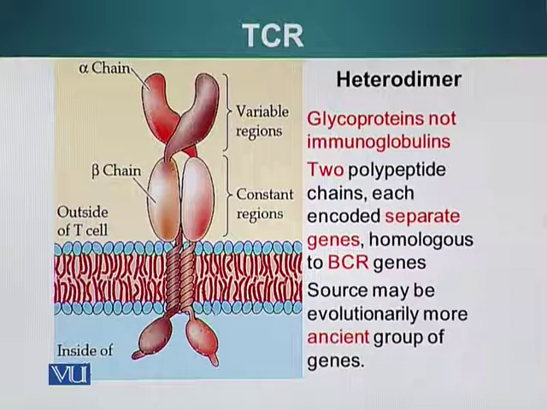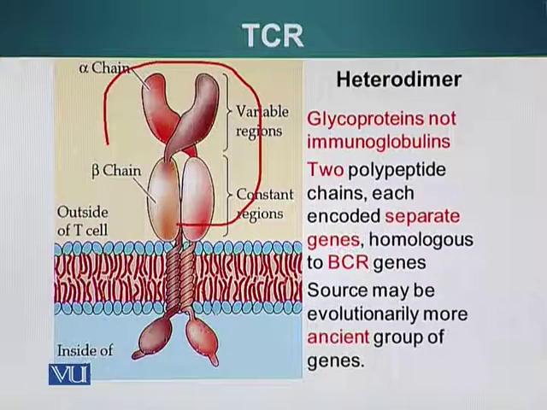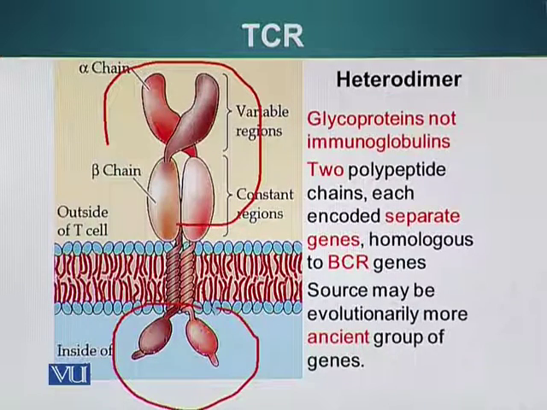Just like B cell receptors or BCRs, there's an extracellular domain of the TCR which is sticking outside the cell. There is an intracellular domain of these receptors. Here is, for example, the extracellular domain. This is the cytoplasmic domain of this receptor. And here is a stretch of hydrophobic amino acids which are embedded in the plasma membrane.